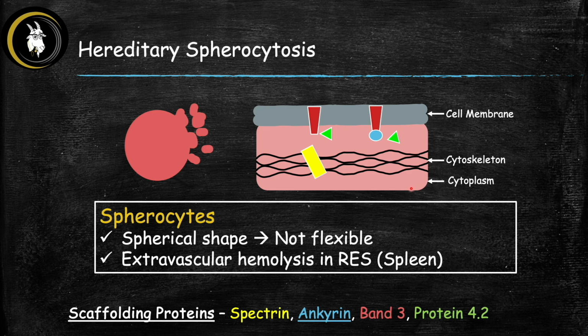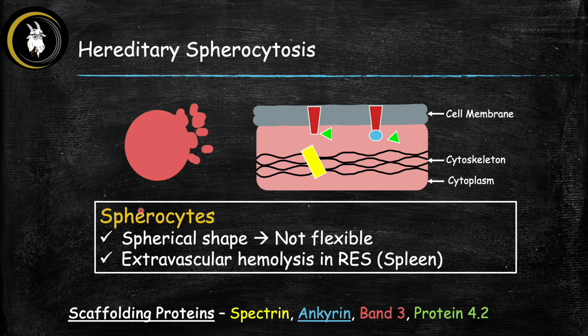So instead of biconcave, the red blood cells now have a very round shape, and it looks more like a sphere, and for this reason, they're called spherocytes. And for that reason, of course, the disease is called spherocytosis. So what's the problem with having spherocytes? How are they different than the red blood cells besides just their shape?